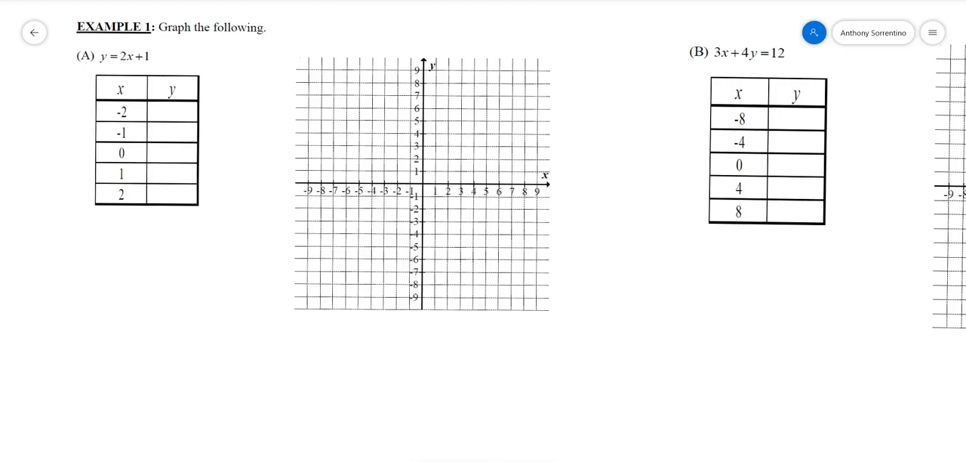In section 1.1, Introduction to Graphing, we start over from early algebra days that most of you should have seen, about how we graph, and then we move into more specific and direct techniques for graphing lines and graphing other things as we move along.